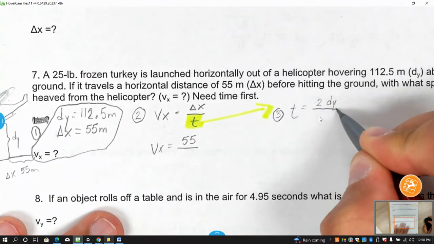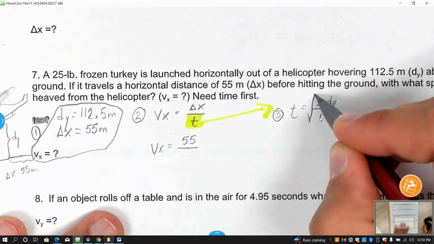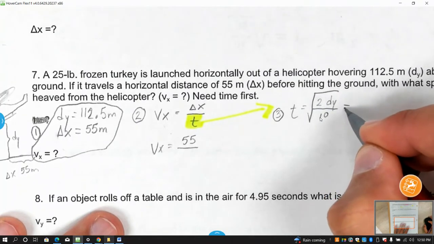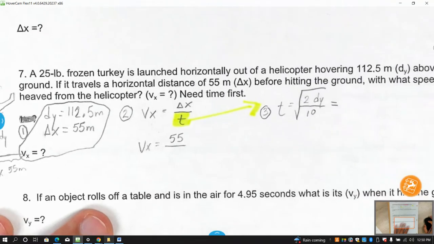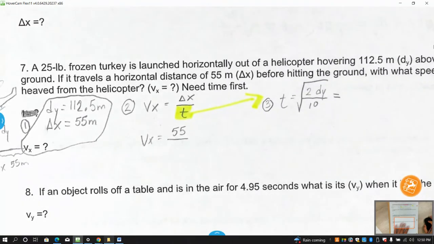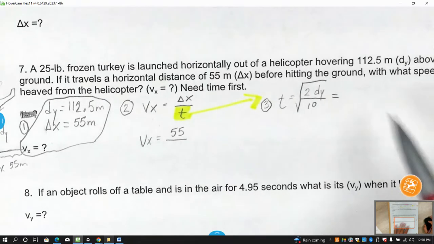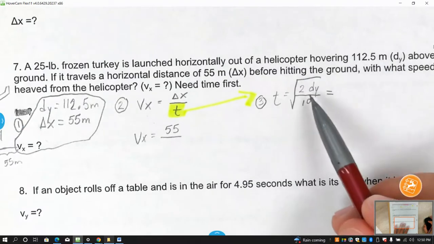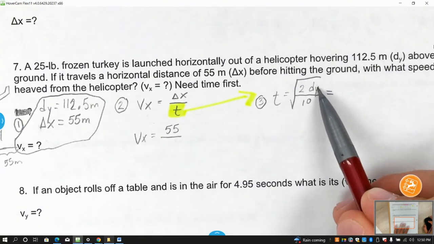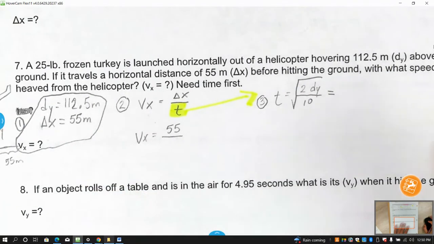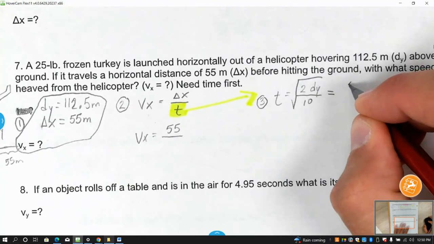2 dy over 10 square root. Okay, that's your third possible point that you can score. And yet you've not done any math yet. Now what do? Do I have dy? I do. So now we're going to put the numbers in the correct spots.